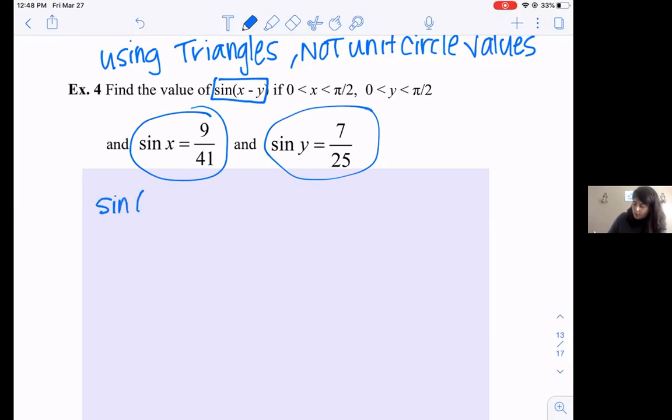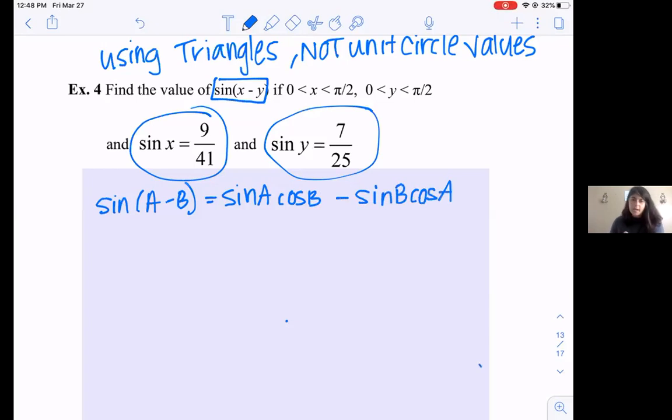So I'm going to use sine of A minus B equals sine A cosine B minus sine B cosine A. Okay, and instead of A and B, I'm going to replace it with the X and Y like they've done.